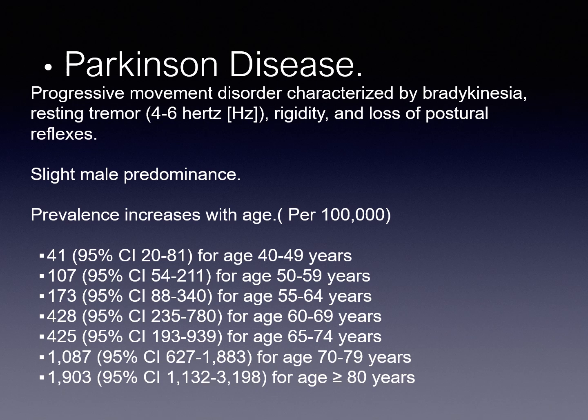Parkinson's disease is more common in males, and the prevalence depends on the age. For example, in this cohort, the prevalence is about 41 per 100,000 in the age group from 40 to 49. However, the prevalence increased dramatically in the age group above 80, where about 2% of population above age 80 will have this disorder.